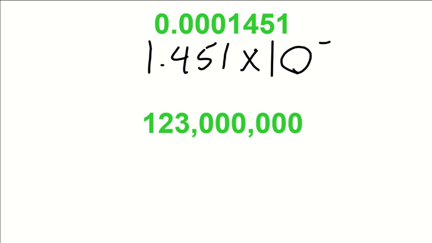Keller, what you got for the first one? 1.451 times 10 to the negative 4. 1.451 times 10 to the negative 4th is correct. Decimal goes there. We make a single digit number. We count the digits in between our 2 decimals. Since it's a small number, that makes a negative exponent.